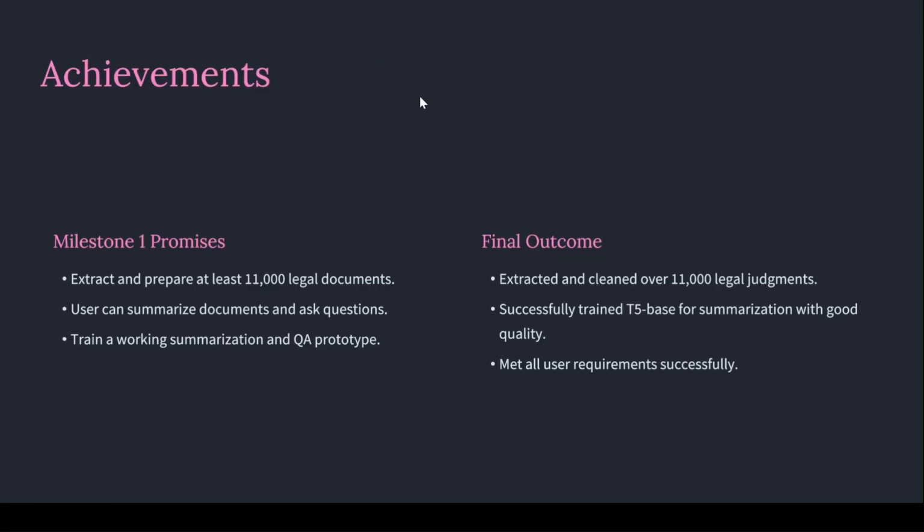For the achievements, we introduced a chunking mechanism for long judgments due to model limits, implemented file saving after each epoch to prevent training loss, and modified the backend to store both question answer and summarization models in a unified API. We promised 11,000 legal documents to be processed, and we successfully did that. We prepared a dataset containing judgments with question answers and judgments with summarization. And we also prepared the models for summarizing and question answer.